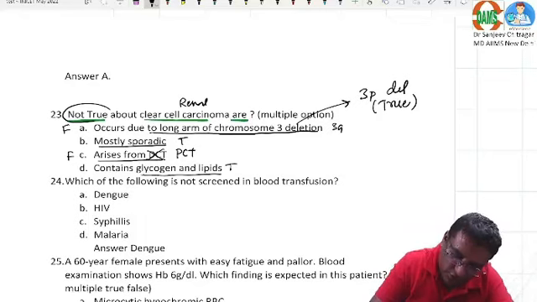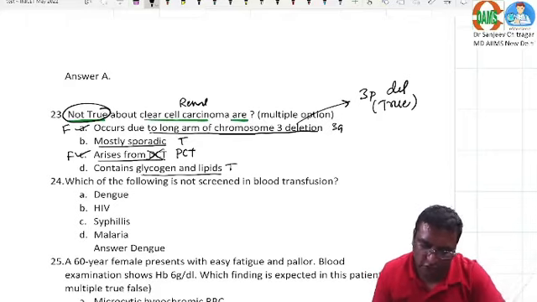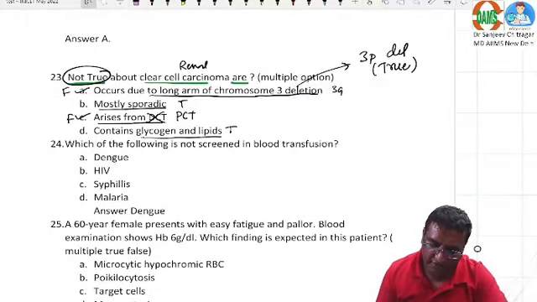So the question says not true, or false statement. Option A and C are false here.